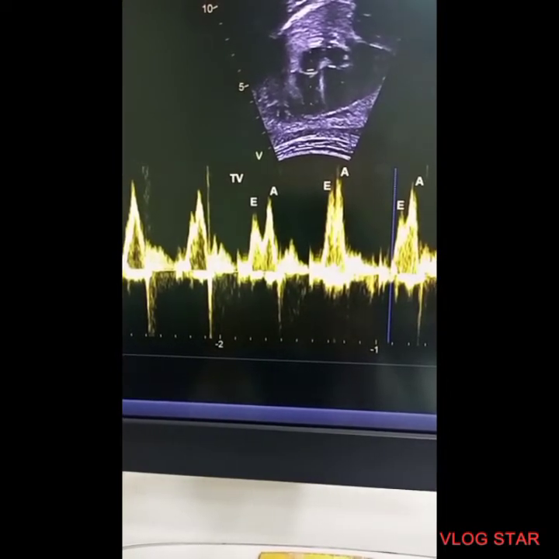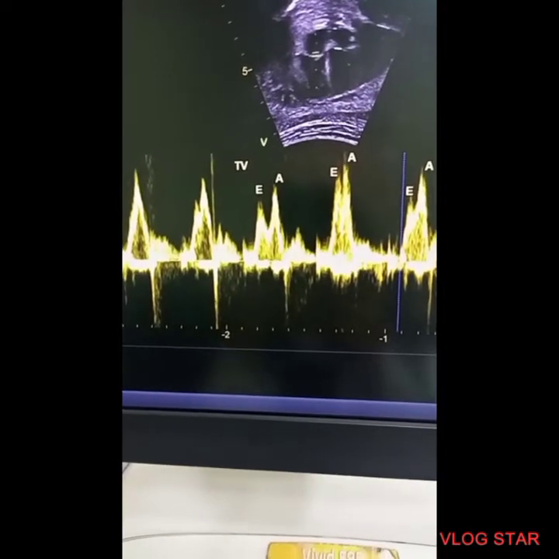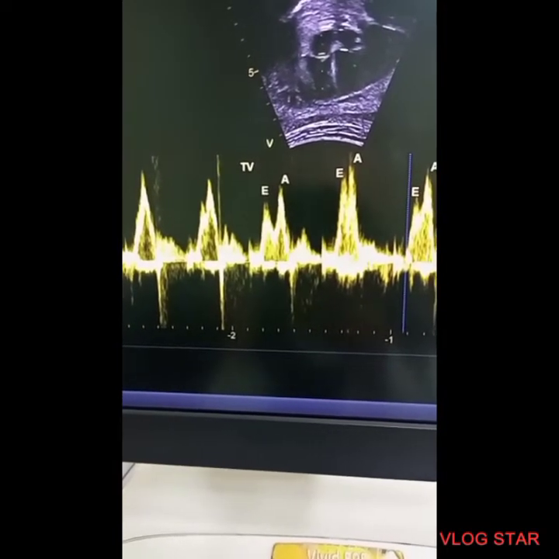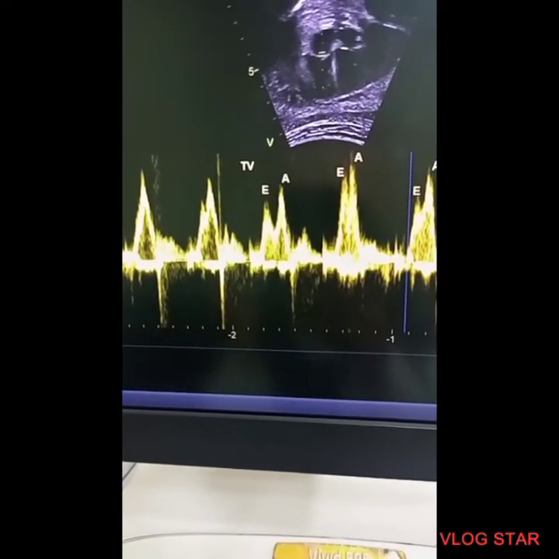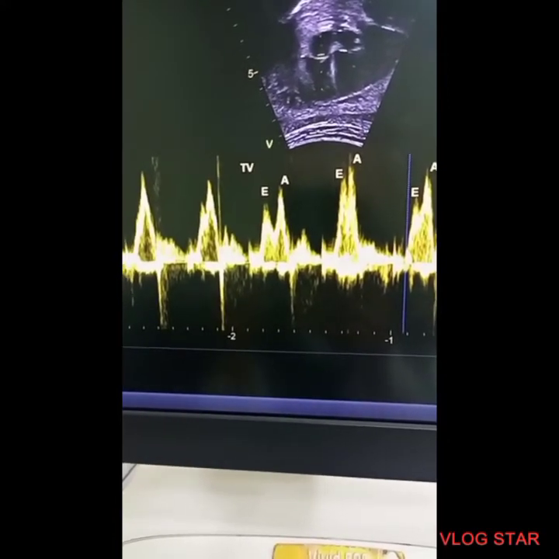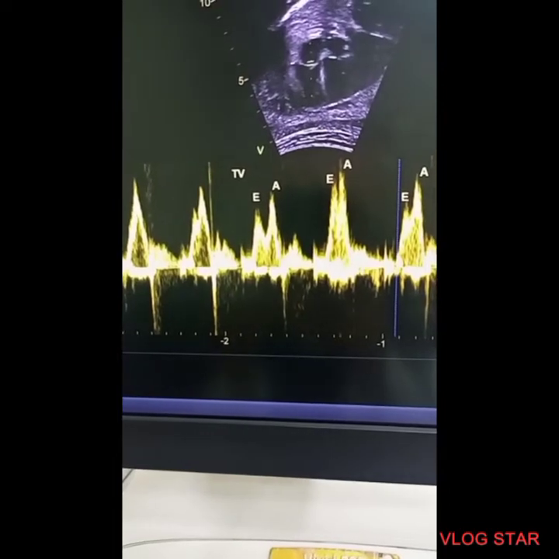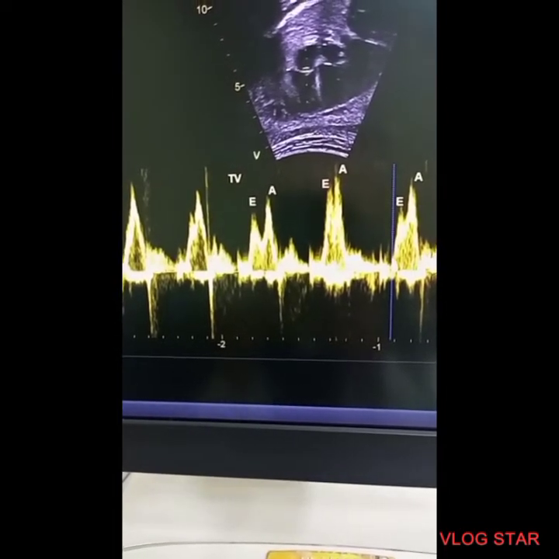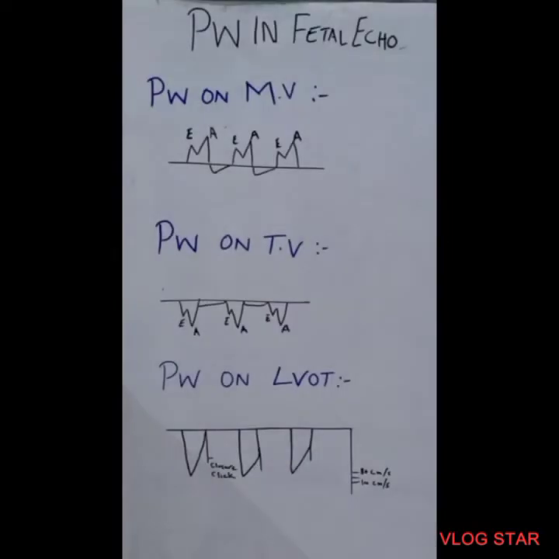E is the early filling, which is quite separate and clear from the A wave. If there is merging of E and A, then it is an indication of a structural and functional lesion in the fetal heart. Now move toward the pulse wave Doppler on the LVOT.